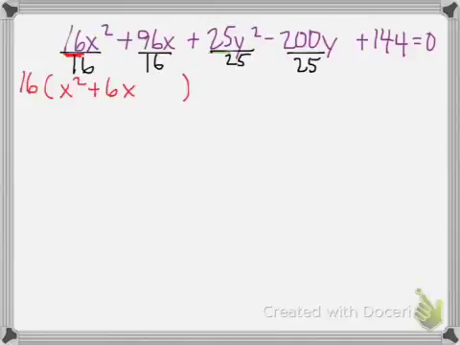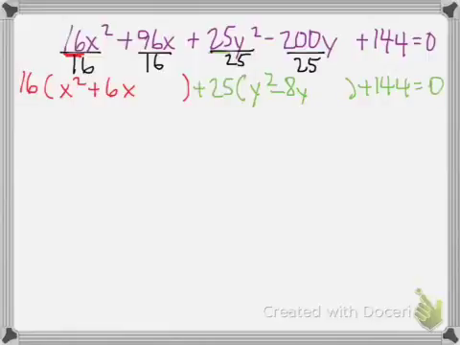And in doing that, I end up with 25 outside, and then in parentheses I have what's left over. So you have y squared minus 8y. Leave a little space. You still have your plus 144. Now my 144 I don't deal with until later. I'll have to do some combining.